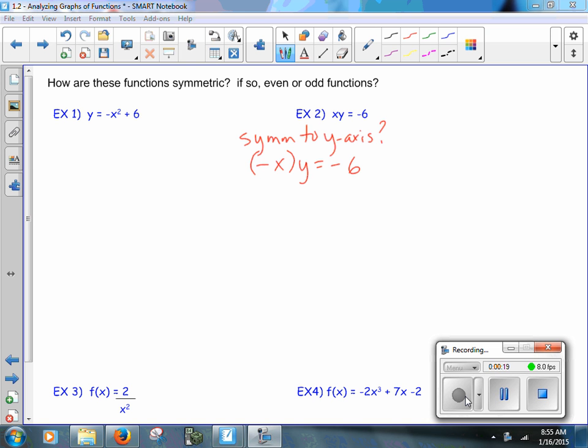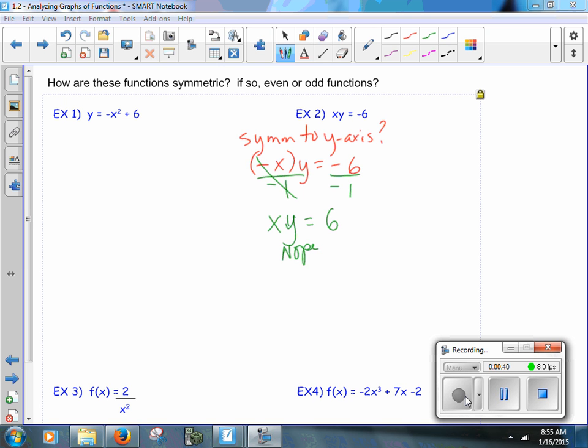I want it to look like the function above. What do I mathematically have to do to this to even see if it's going to look like it? Divide by negative 1. Okay? Which will cancel that out, and I get xy is equal to positive 6. Is that going to work? Okay. No. Nope. All right.